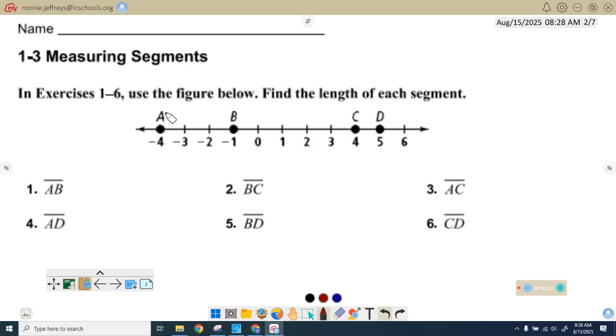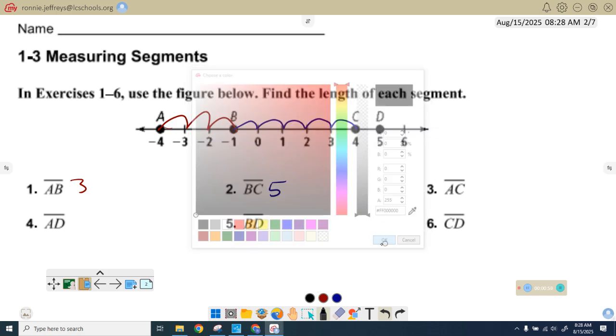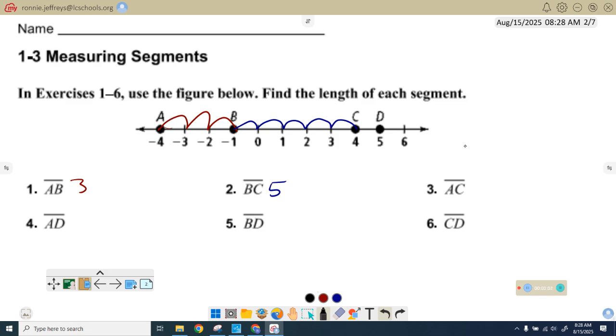All right, now find the length of each segment. So A, B. So we go 1, 2, 3, and that's it. All right, B, C. 1, 2, 3, 4, 5. All right, so I think for AC we can do it without having to count each one. Because think about it. From A to B is 3. From B to C is 5. What do you think it is from A to C? 8, because that would be 3 plus 5. Okay.